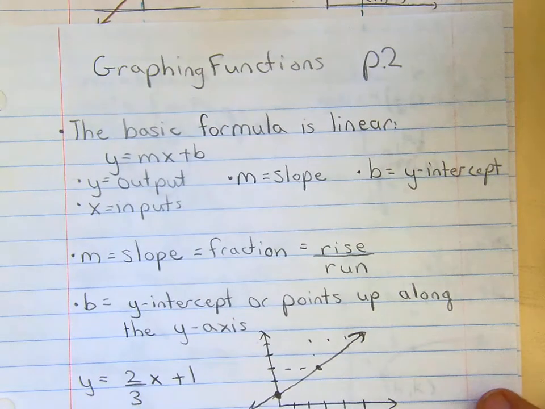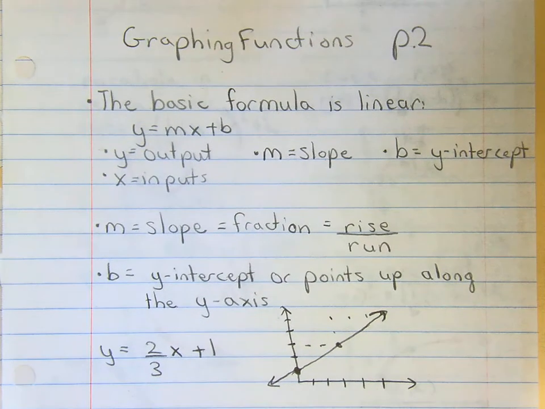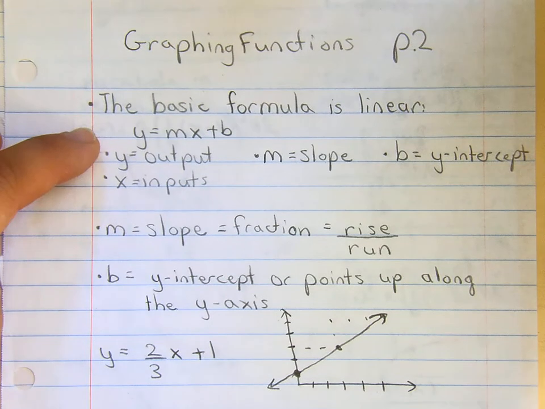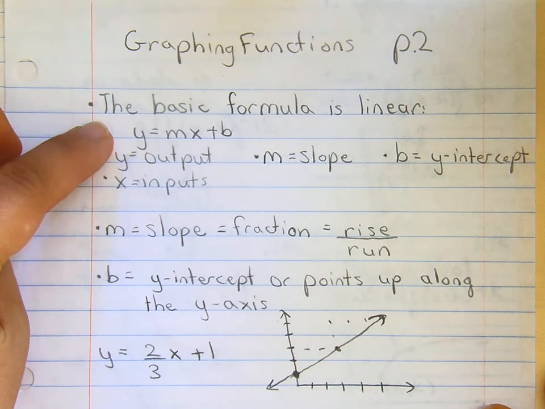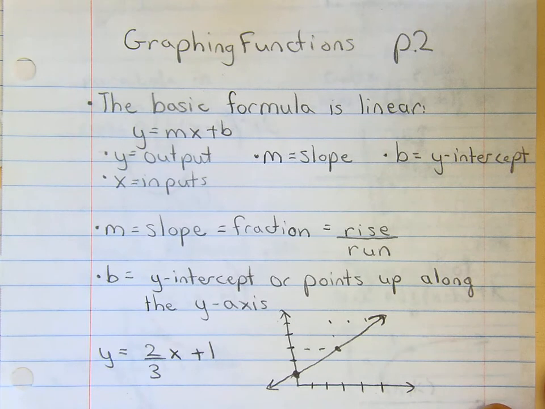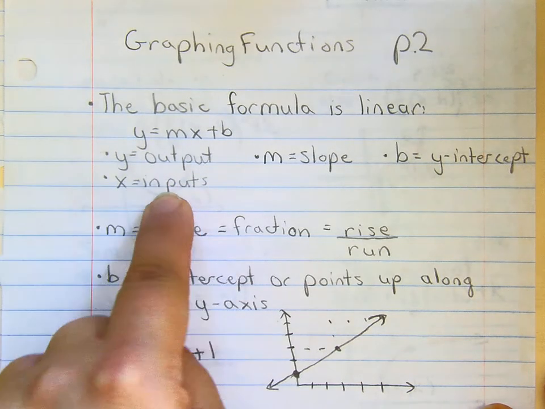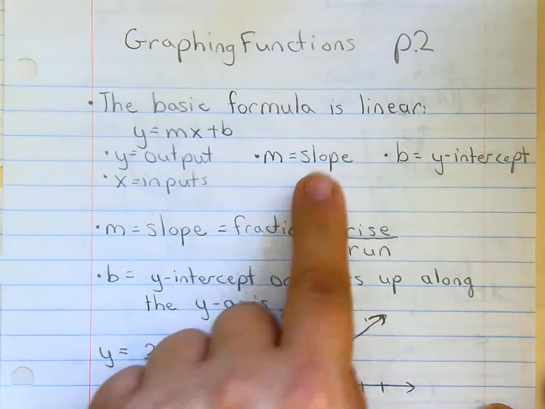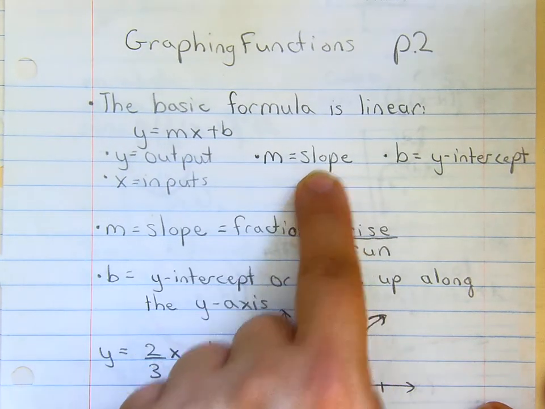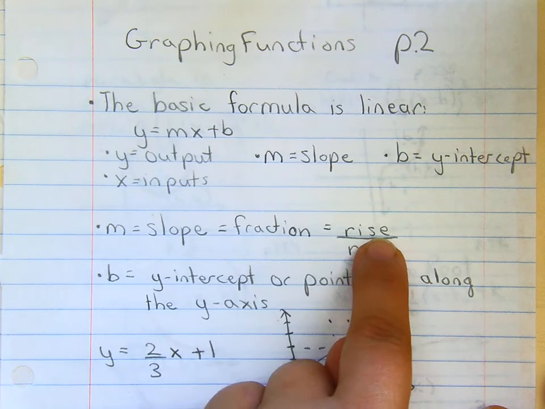So, graphing functions, part 2. Most people are familiar with the slope intercept form, which is y equals mx plus b. Y is your output. It's what you get after you input x and put it through all these operations. M is your slope, which if you remember is oftentimes represented as a fraction of rise over run.